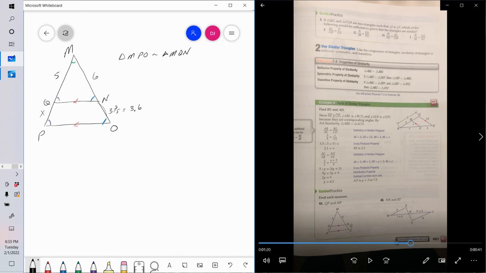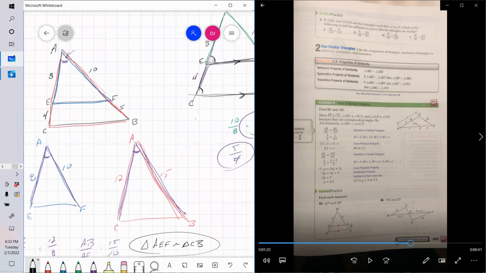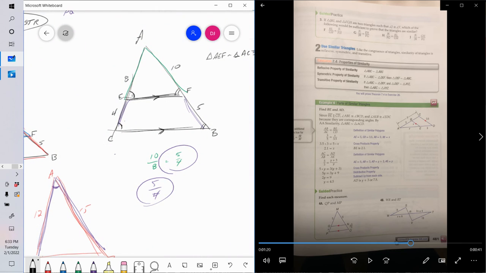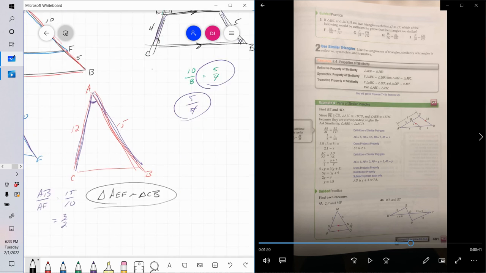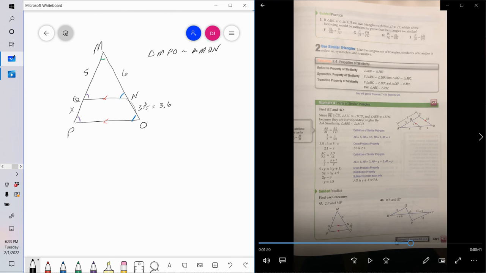So what I know is, based on what I showed you above, because these two triangles are similar, 10 over 8 equals 5 over 4. Okay, where were we? So I know that 6 over 5 is equal to 3.6 over x. Or if I wanted to, 5 over 6 is equal to x over 3.6.